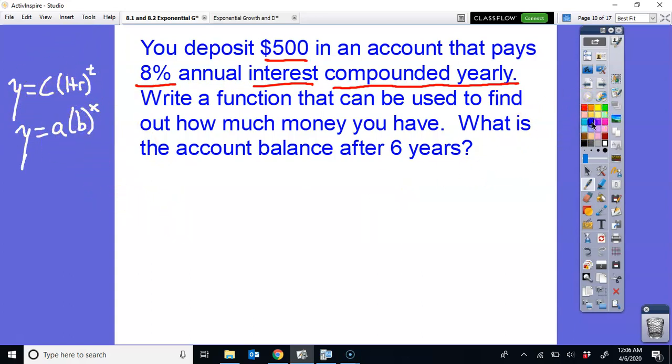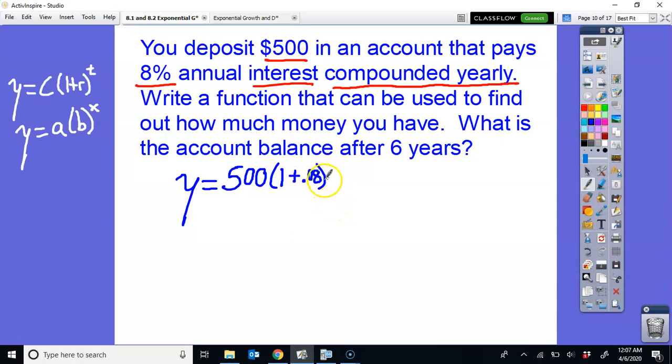So, the beginning amount. What is the beginning amount? It's $500. So the amount in my bank account is going to be $500 times, well, what's going to be here? Well, it's going to be 1 plus the rate, or 1 plus 8%. But how do I do that? I do 1 plus, and then I put 8% as a decimal, 0.08. Be very, very careful with that number right there. 8% is not 0.8, it's 0.08.